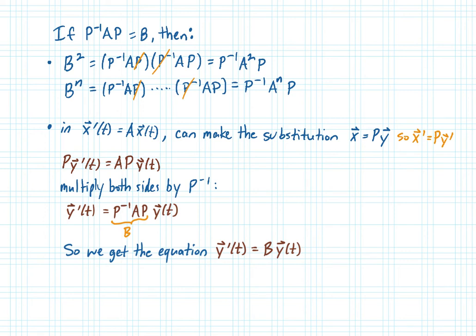So what we found in both situations, dynamical systems and differential equations, is that if A and B are similar, you can rewrite the problem for A in terms of the problem for B. Okay, well, how does that help us if we still have to solve the problem?